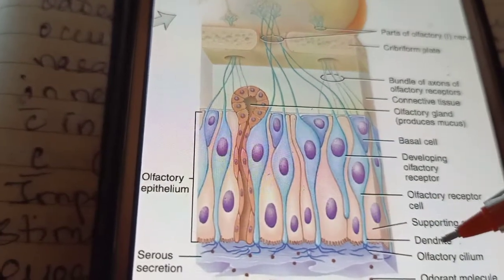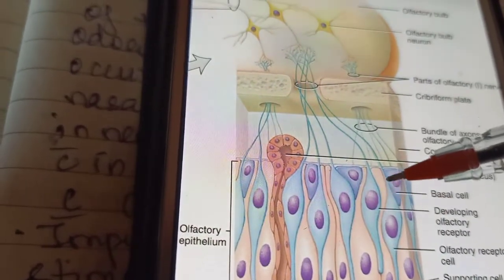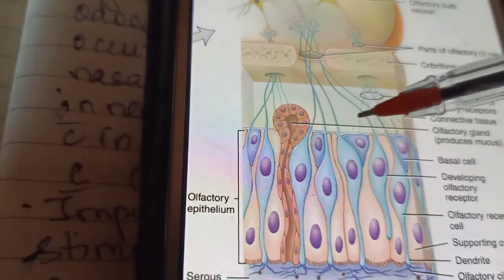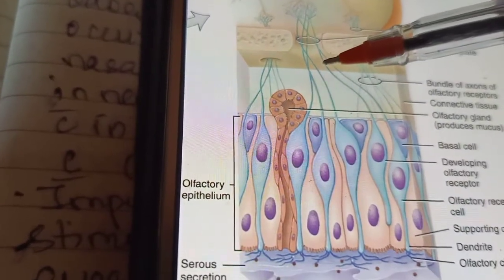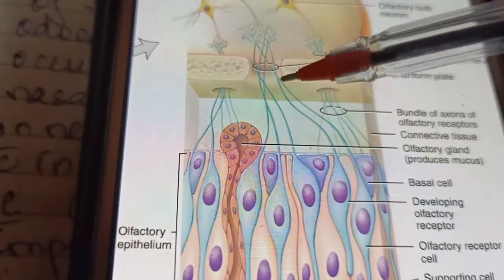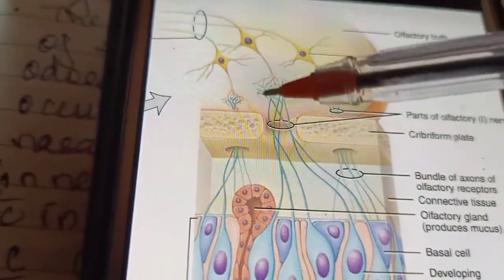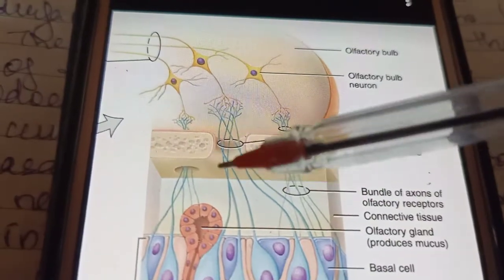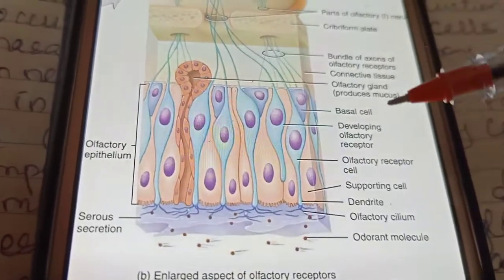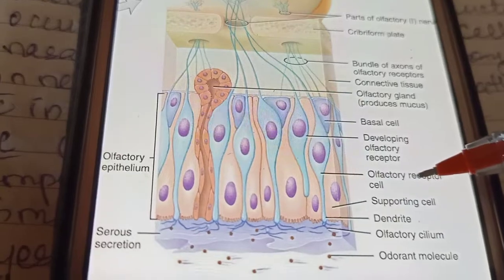So there are knob-shaped dendrites of the olfactory receptor and an axon. You can see these are the axons of the olfactory receptor cells, which are projecting through the cribriform plate and end in the olfactory bulb. This is the olfactory bulb.